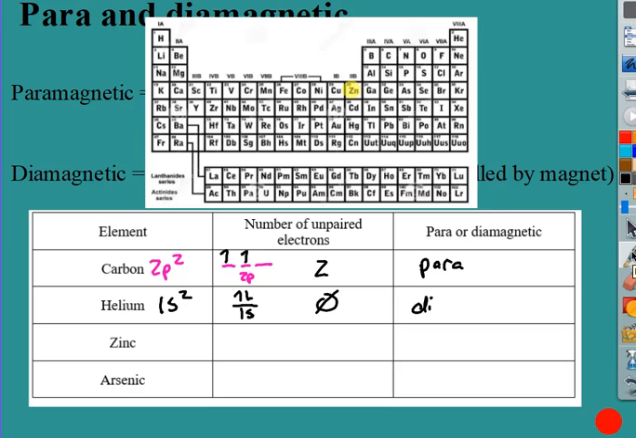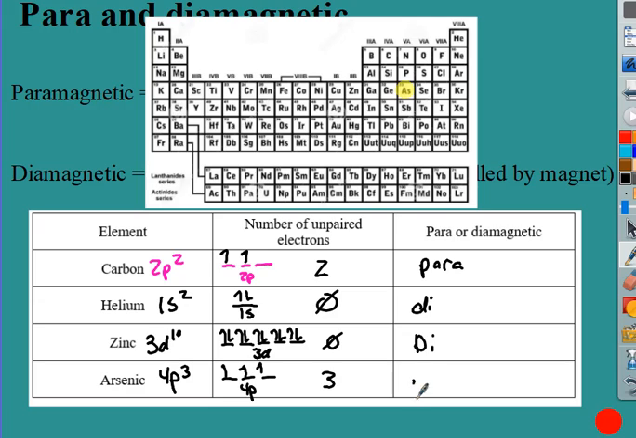So zinc was 3d10. So in the 3D, you have 1, 2, 3, 4, 5, 6, 7, 8, 9, 10. So no unpaired electrons, diamagnetic. And then arsenic ends in 4p3. So 3 unpaired electrons, so that must be para as well.